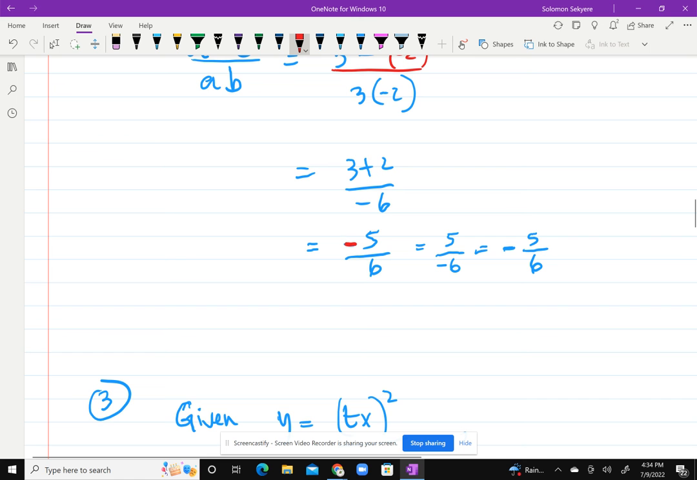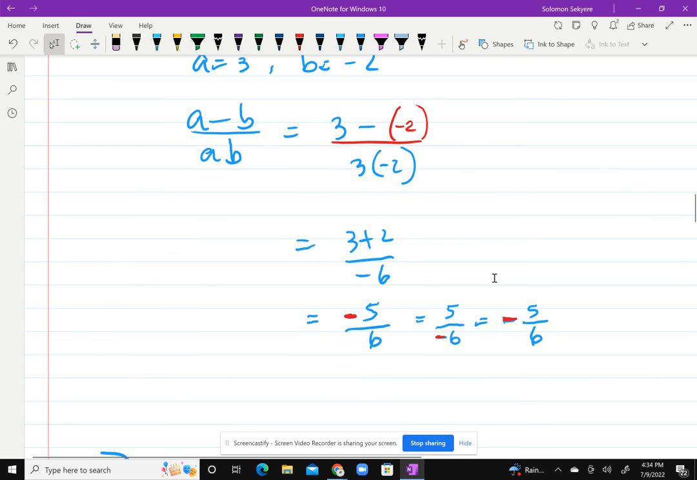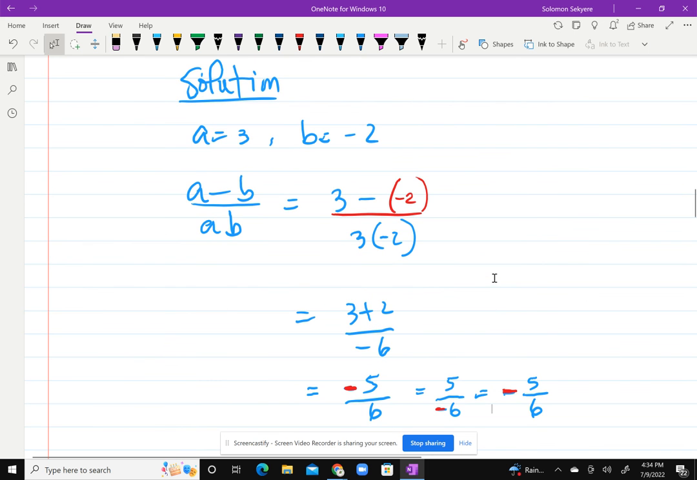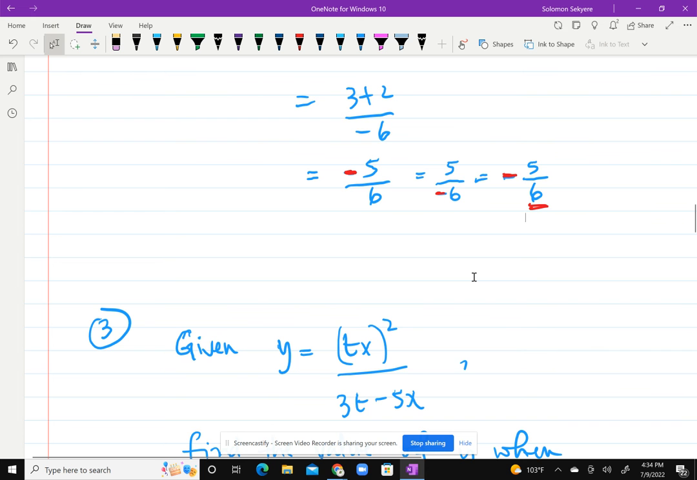Negative 5 over 6 is the same as 5 over negative 6. Most commonly, we write the negative in the middle, in front of 5 over 6. All those three are the same. Okay, got it? You can reverse, pause the video, or just go back and do it yourself to see if you get the same answer. Don't just watch; do active listening.